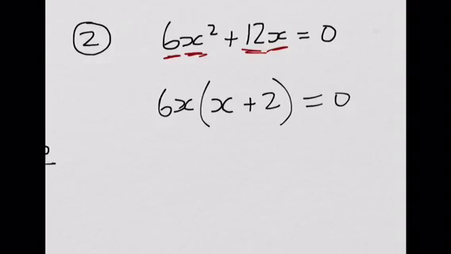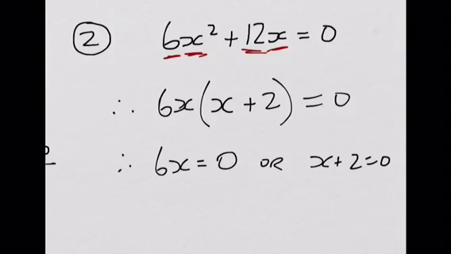So 6x squared plus 12x equals 0, therefore 6x multiplied by, brackets, x plus 2 equals 0. And then using the null factor law, therefore 6x equals 0, or, that's meant to be a 0, 0, or x plus 2 equals 0.